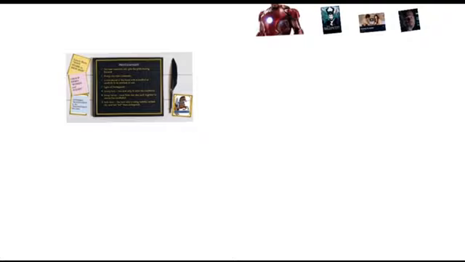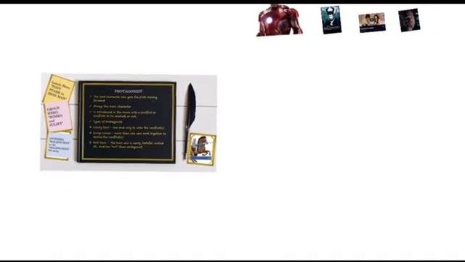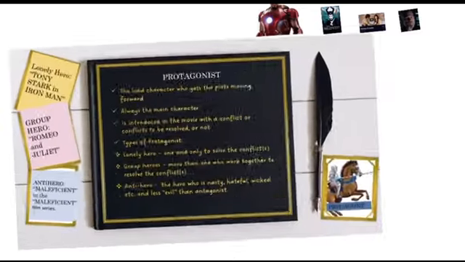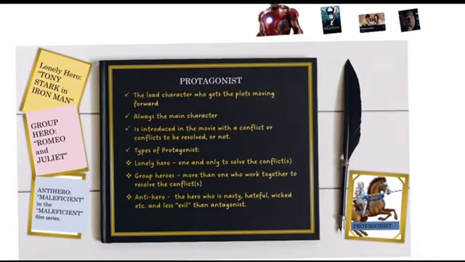Let's move on to the second type of protagonist. It is called group heroes. The group heroes are more than one person, and they work together to achieve the same goal or goals at the end of the story. Their goal is to resolve the conflict that they have in common.